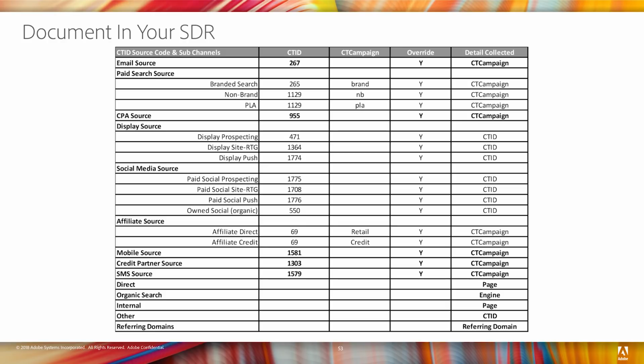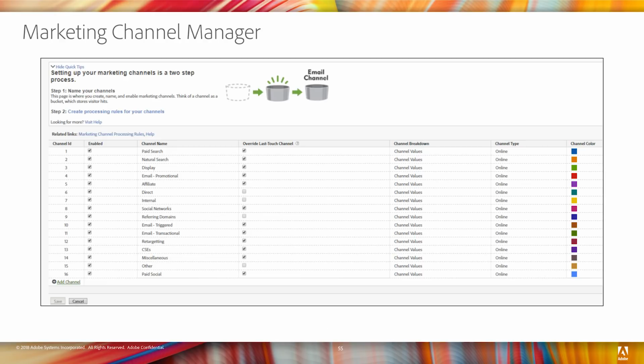They need a document that they can go reference. So this is ours. We show what the source is, what our CTID is, and if there's a sub-campaign, we put that into a CT campaign parameter, and then we check off whether or not we've got an override on those channels. Finally, as we look at collecting those marketing channel detail or values, we mark that down on here so people know which piece of information from our URL we're collecting.